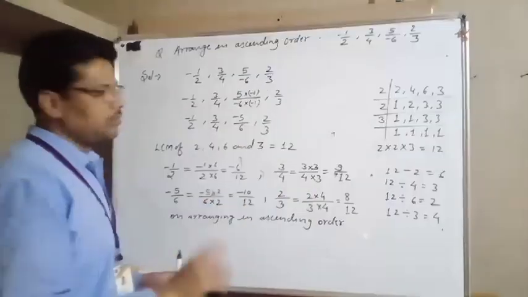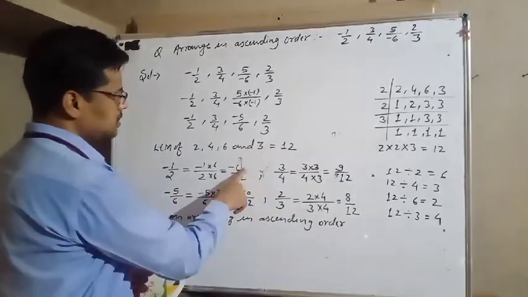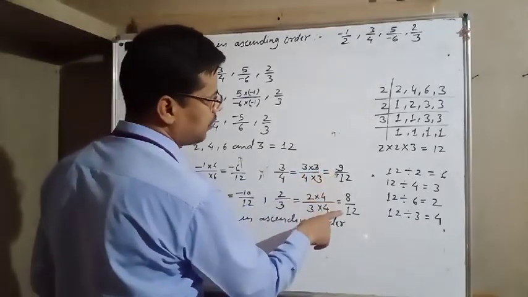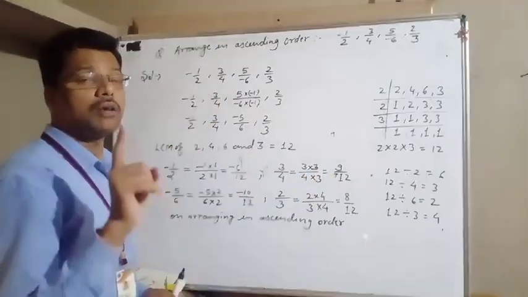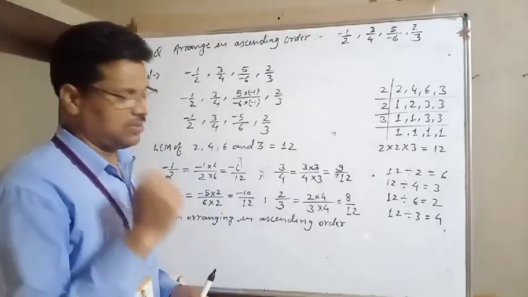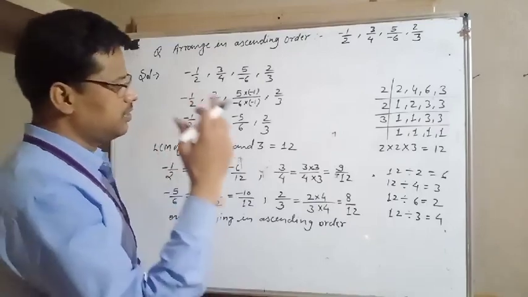Is there anybody who can tell me which is the smallest number among these 4 numbers? Minus 6 upon 12, minus 10 upon 12, 9 upon 12, 8 upon 12. I had already taught you this in 6th class and also in 7th. A negative number is always smallest and a positive number is greatest.